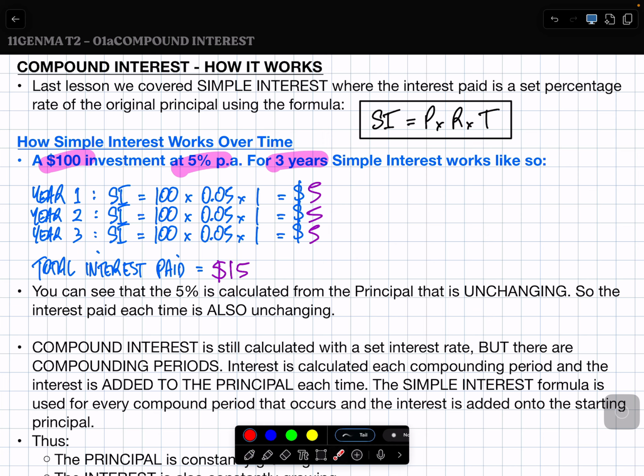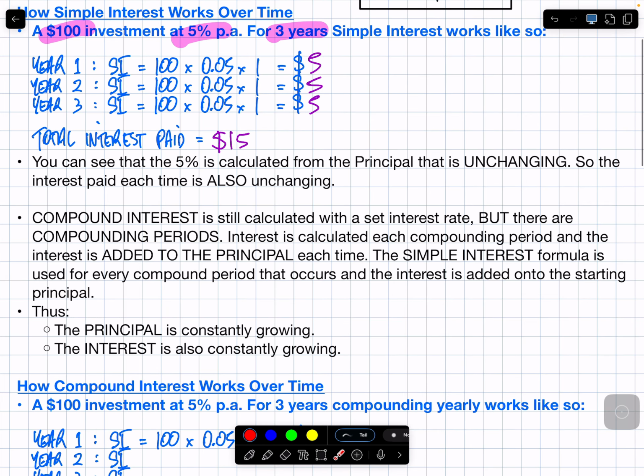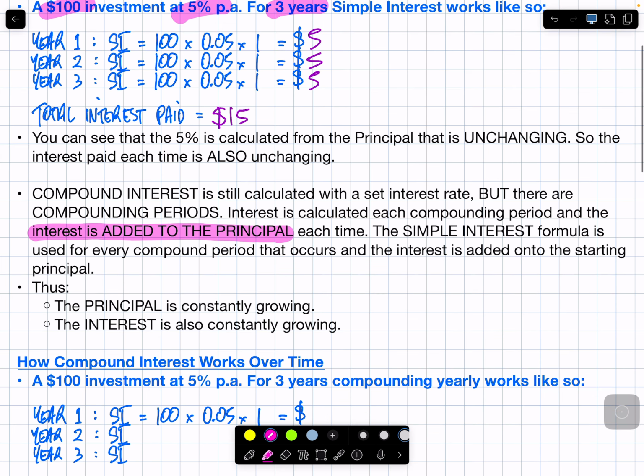You can see that 5% is calculated from the principal that is unchanging, so the interest paid each time is also unchanging. Compound interest is only different because it's got something called the compounding period. It compounds. Compound interest is still calculated with a set interest rate, but there are compounding periods. Interest is calculated each compounding period, but this is what's different: interest is added to the principal each time. The simple interest formula is still used for every compound period, but the interest is added onto the starting principal.